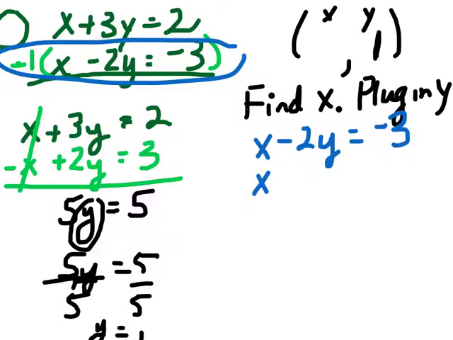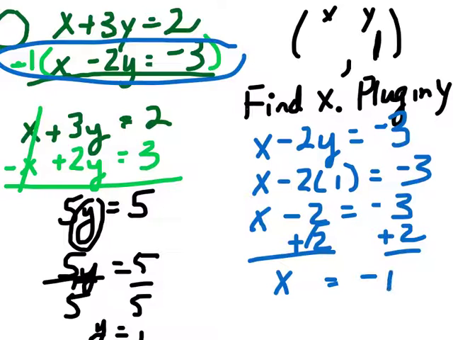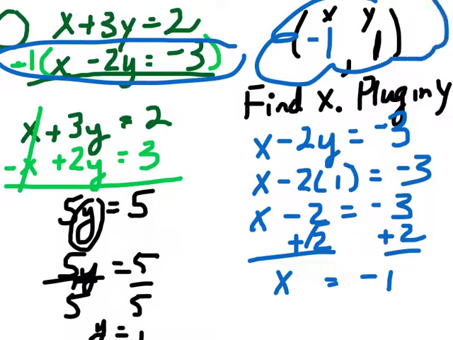I don't know what x is, but I know that y is 1. So x minus 2 is -3. I'll add 2 to each side, and I'll be able to figure out x. X is -3 plus 2, which is -1. I now have all of my answer, and I go plug it in up here.